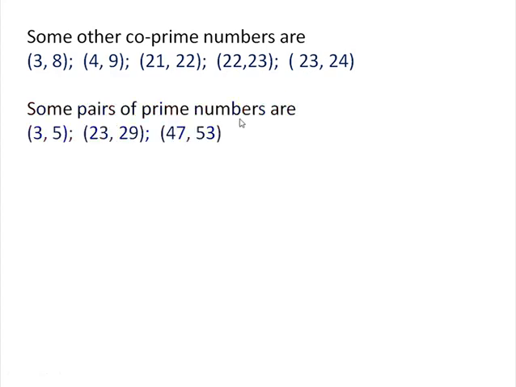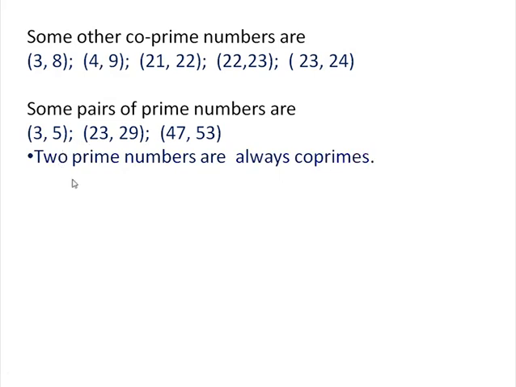Now here I took some pairs of prime numbers: 3 and 5, 23 and 29, 47 and 53. Here these three pairs of prime numbers are also co-primes. So we will write here: two prime numbers are always co-primes. If you take any two prime numbers, you will find they are always co-primes.